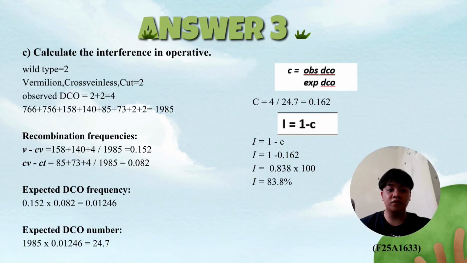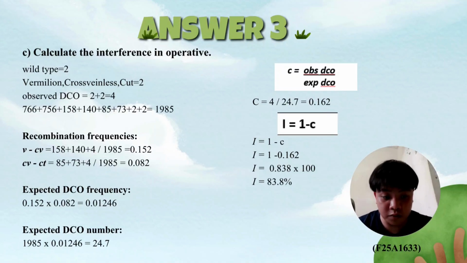To calculate the interference, we first need to determine the number of observed double crossovers and expected double crossovers. First, identify the DCO classes. The two least frequent offspring classes are wild type, 2, and vermilion cross-veinless cut, 2. Therefore, the total observed DCO is 4. Next, calculate the number of offspring. The answer is 1985.